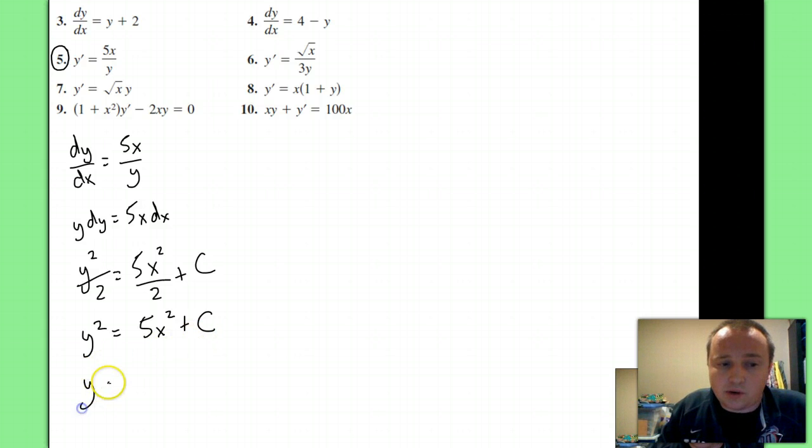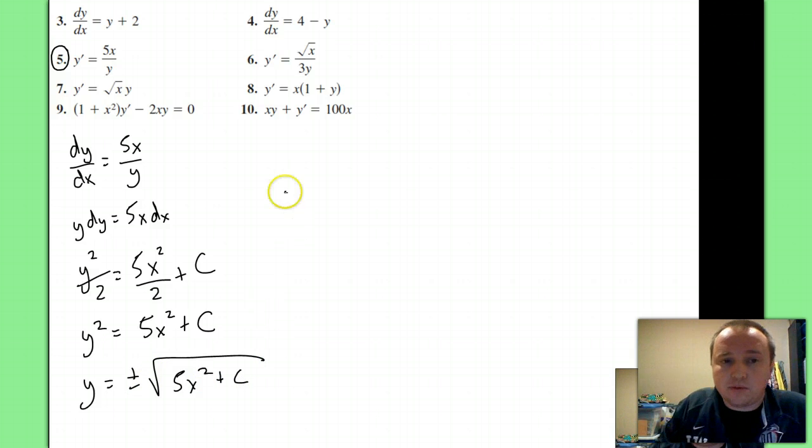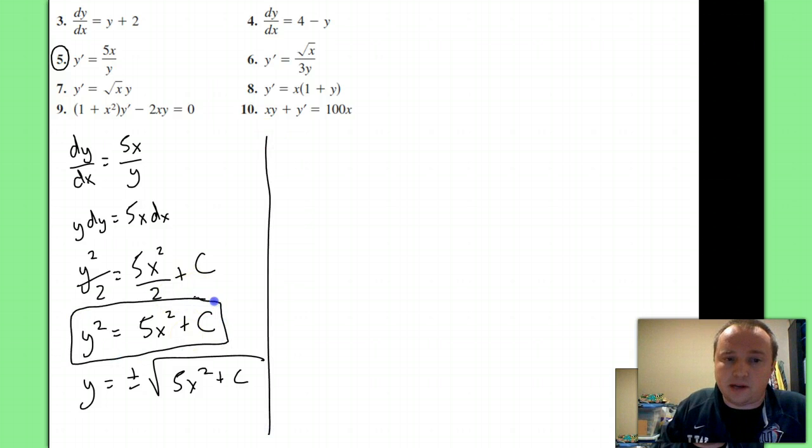You could leave it that way, or you could write it as y equals plus or minus the square root of 5x squared plus c. Both are fine. This is pretty nice though.